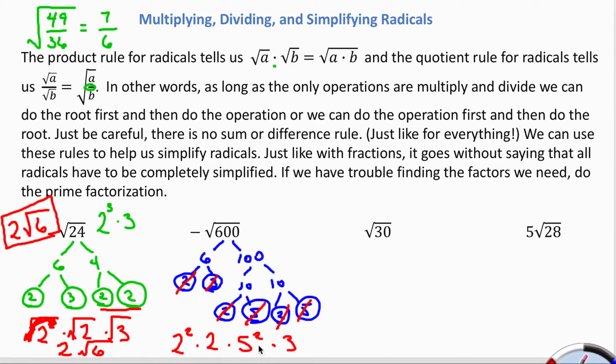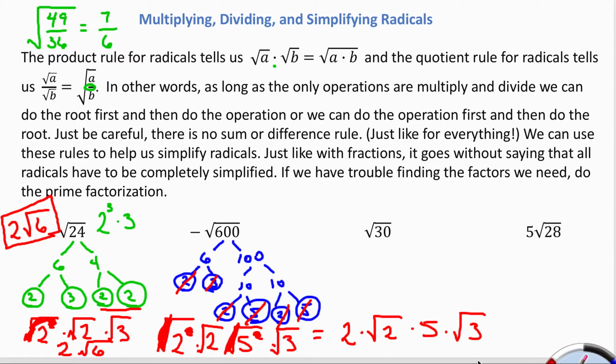Okay? So I can separate these under their own radical sign. That's my product rule, as long as I'm only multiplying. And now I see that any of them that have an exponent of 2 will get rid of the radical sign. So if I were to write this out now, I'd have just the 2, and then that one has to stay under, so I've got a square root of 2. Then just the 5, and then the 3 has to stay under.